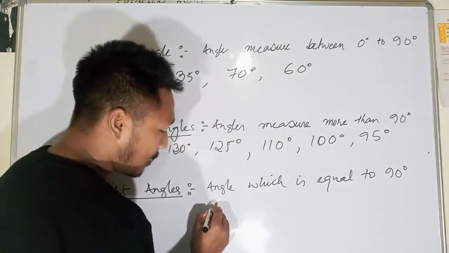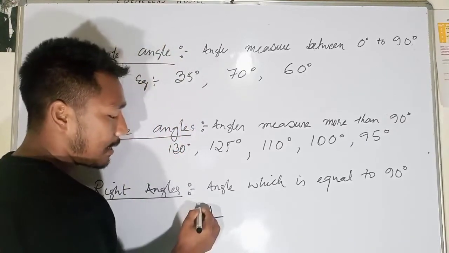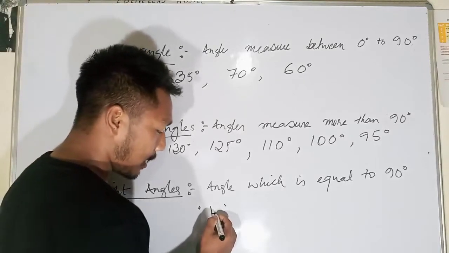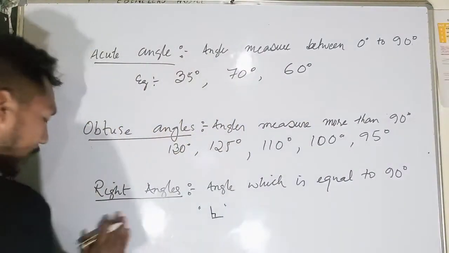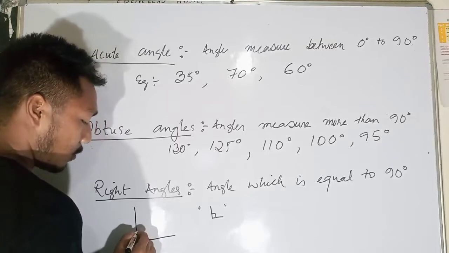It is always denoted by this L symbol. An angle of 90 degrees is always denoted by L, which means it is 90 degrees. In most of the figures in higher classes, you will not be given the value 90. It is always denoted in this way.